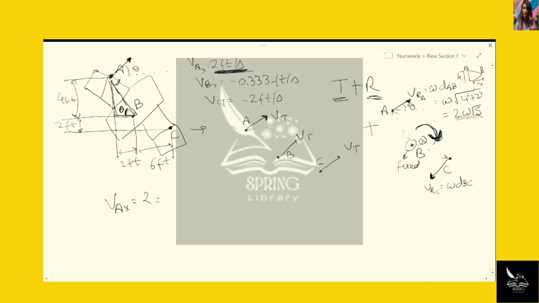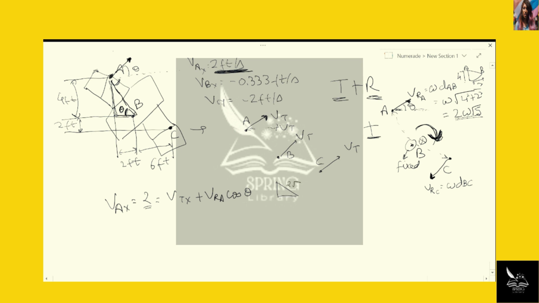we need the cos theta component of this, because from this diagram the x component is going to be VTX plus VRA cos theta, and we know that the total x component is 2 feet per second. So VTX plus this is going to give us 2. Okay. So cosine theta can again be figured out from this triangle.